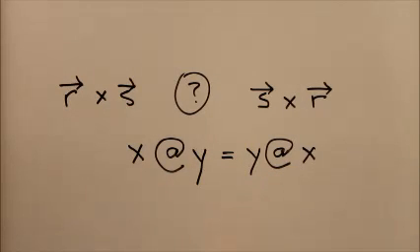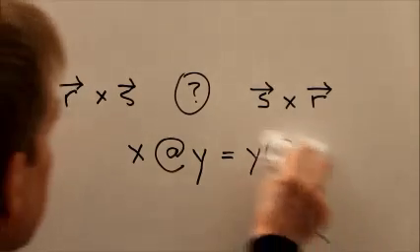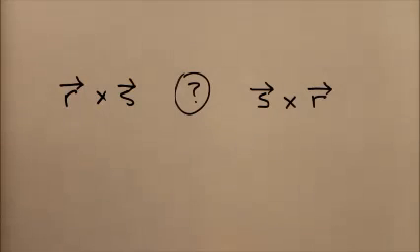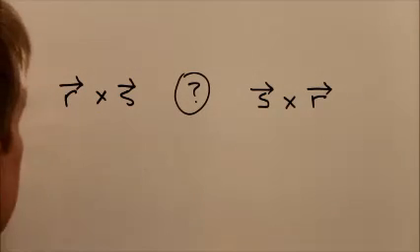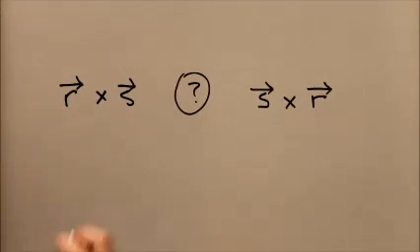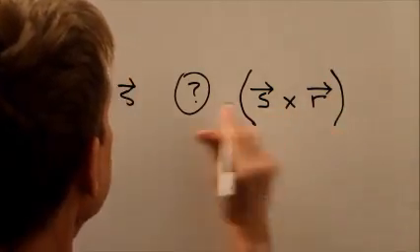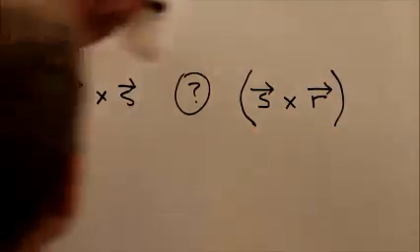Multiplication is commutative. Addition is commutative. Subtraction in general is not commutative. Division in general is not commutative. But what does anti-commutative mean? That doesn't mean the same thing as not commutative. Anti-commutative means that if you switch the order like this, you get the negative of the result.